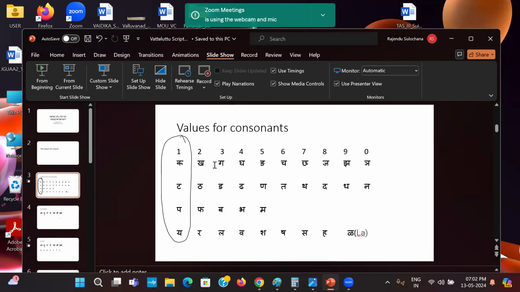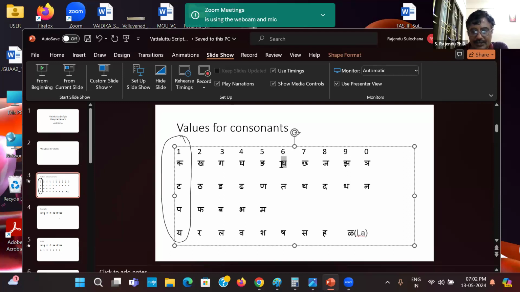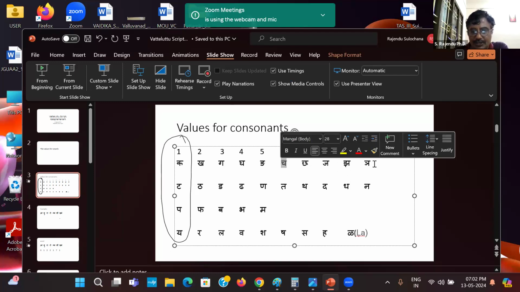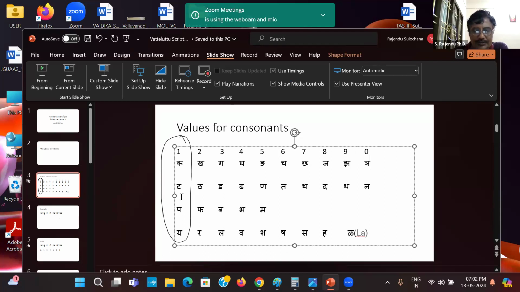Then ka, kha, ga, gha, you can use this chart. Ka, kha, ga, gha, nga is 5. Cha is 6. Cha, chha, ja, jha, nya, nya is 0. Then ta, tha, da, dha, na. Then pa, pha, ba, bha, ma, 1, 2, 3, 4, 5. Then ya is 1, and so on up to 9, which is La.